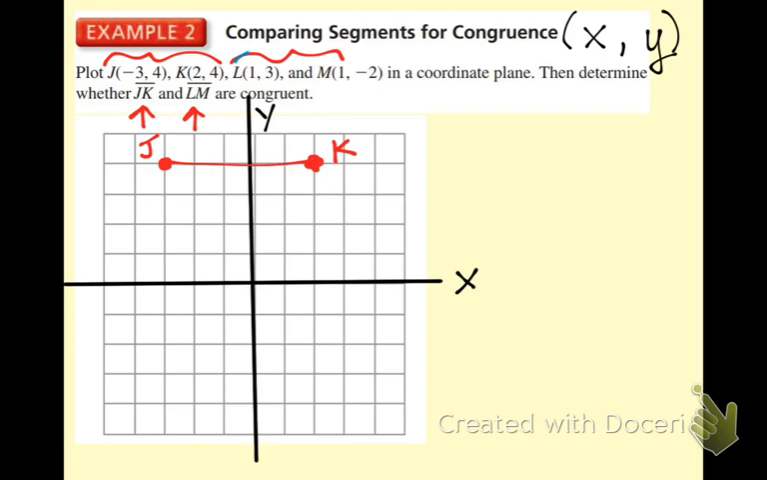I'll go ahead and do the second one in blue. L is (1, 3). So positive 1, we're going to go to the right 1 and up 1, 2, 3. That's L. And then M, we're going to go to the right 1 and down 1, what is it, 2? 2. That's M. Connect those.